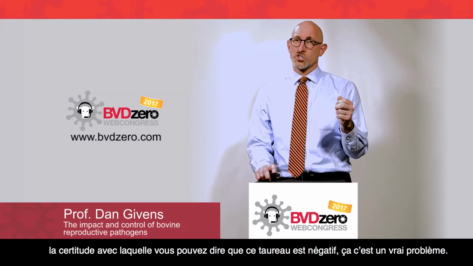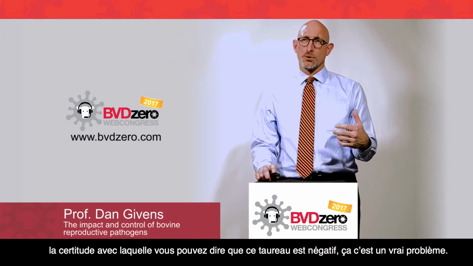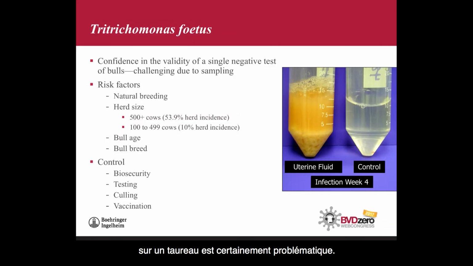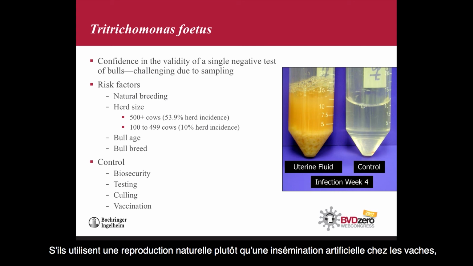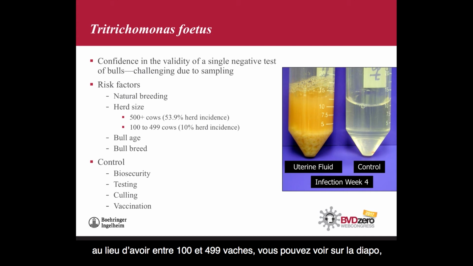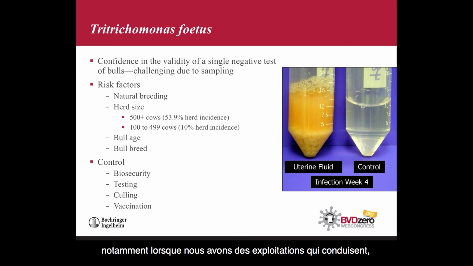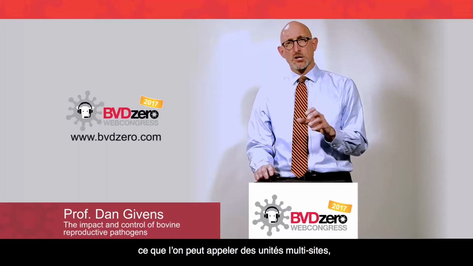We have to look at the risk factors within a herd. If they're using natural breeding versus artificial insemination in cows, that will increase the likelihood of trick being a problem in the herd. If they're a really large herd, if they have 550 or more cows compared to having 100 to 499 cows, you can see on the slide, there's a very different incidence of Trichomonas fetus in the United States that we can see associated with these situations, especially when we have operations that are running what can be called multi-sire units, where you're sending out a large number of bulls to breed a large number of cows, all in one pen, all in one contained pasture.